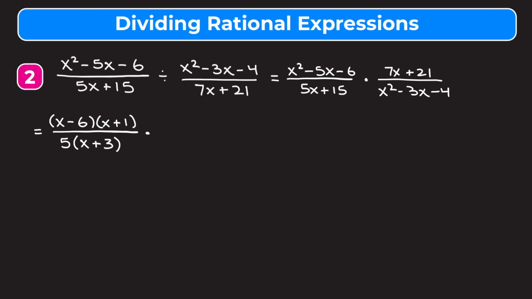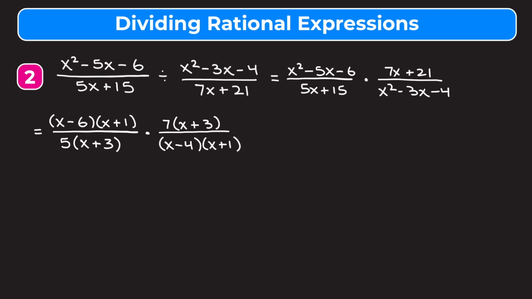And now we need to factor the second fraction. On the top of our second fraction, we have 7x plus 21. Again, we just want to take out what they have in common, which is a 7, and we're going to be left with x plus 3. And on the bottom, we need to think of two numbers that multiply to -4 and add to -3. If you take a second and think about that, we should get -4 and +1. So we have x minus 4 times x plus 1.